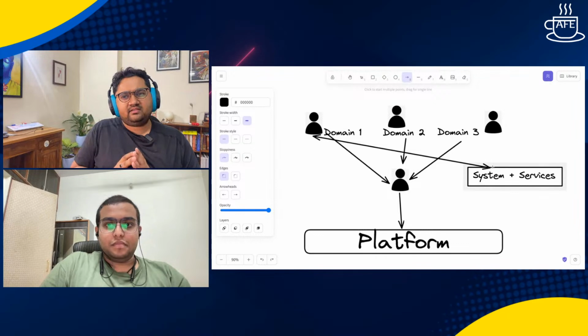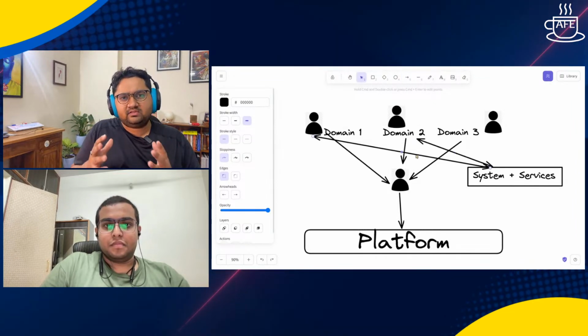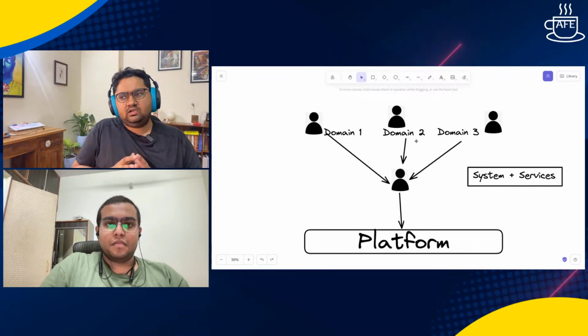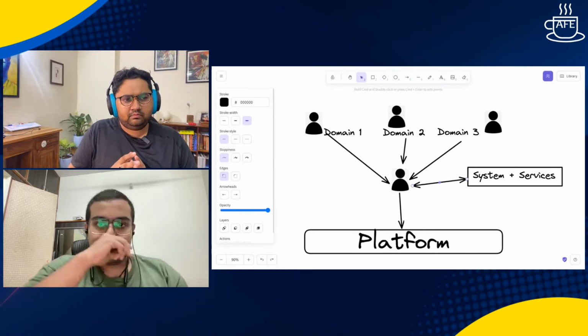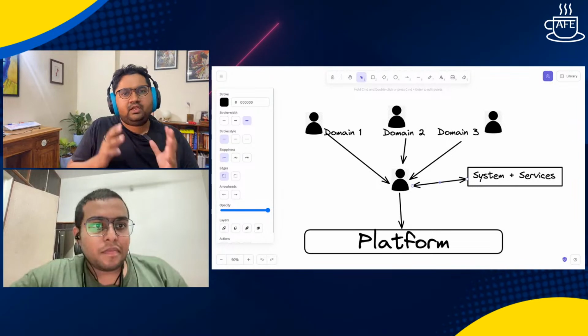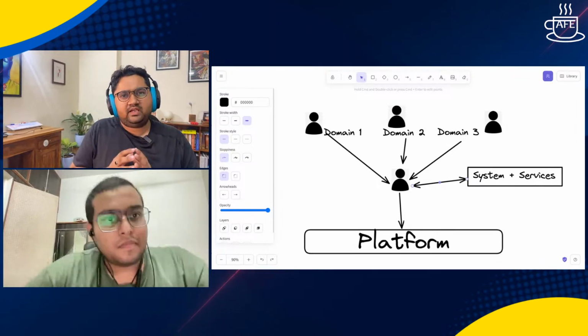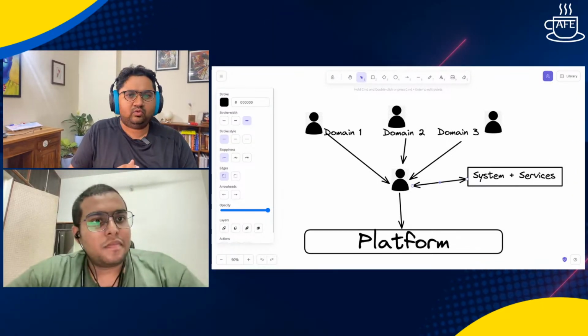So data contracts are, like the name says, contracts for data. Where they come in is basically that the producers and the consumers get to have a conversation around data.